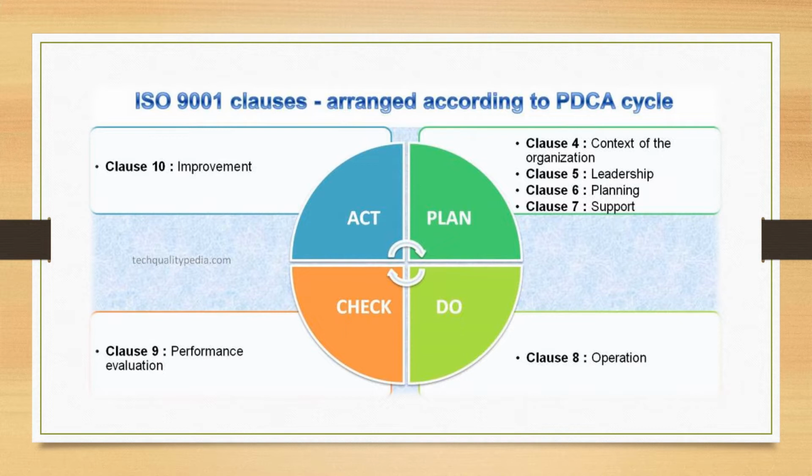Clauses 0 to 3 focus on scope, references, terms, definitions and all. Clause 4 focuses on context of organization. Clause 5 focuses on leadership. Clause 6 planning. Clause 7 support. Clause 8 operation. Clause 9 performance evaluation. Clause 10 improvement. This picture shows how the ISO 9001 clauses are arranged according to the PDCA cycle. We will look at them one by one in the coming slides.